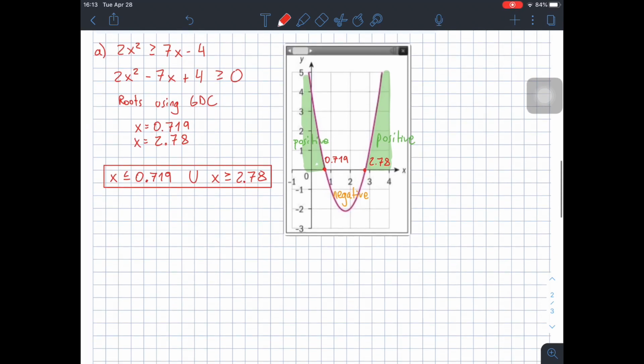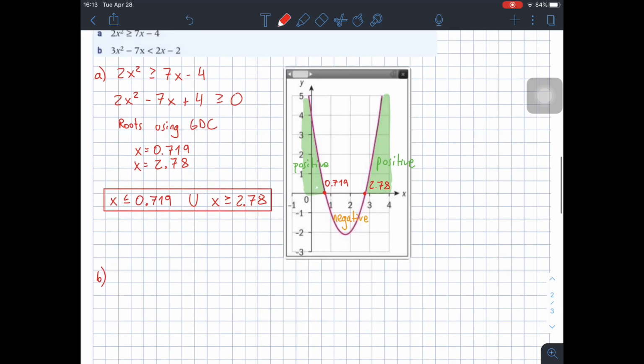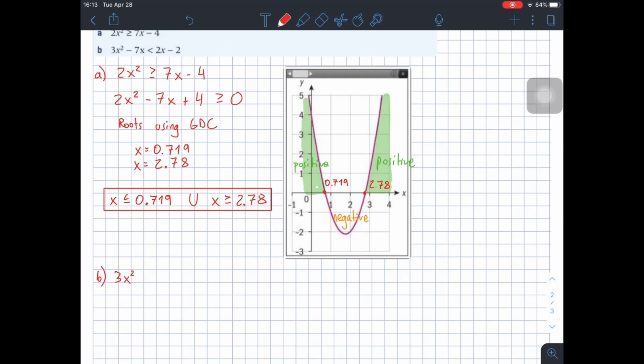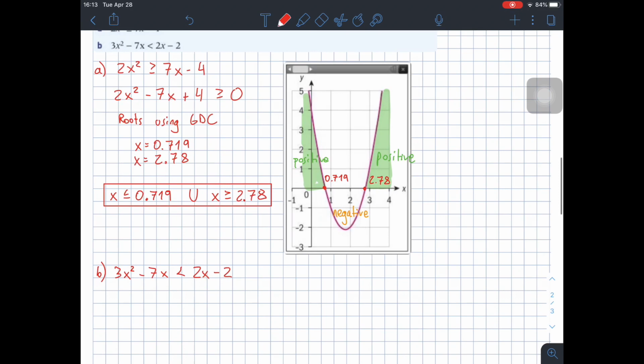Now let's see part B, which says that 3x squared minus 7x should be less than 2x minus 2. Okay, so another way of solving this is by doing the following. If you want, you can organize this into a quadratic equation, but you can also leave it just as it is, okay? So we're going to plot two functions. This first one, which is a quadratic function, and this second one, which is a linear function. So remember the sign. The quadratic function is less than the linear function, okay?